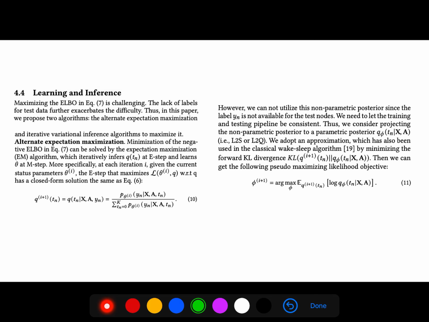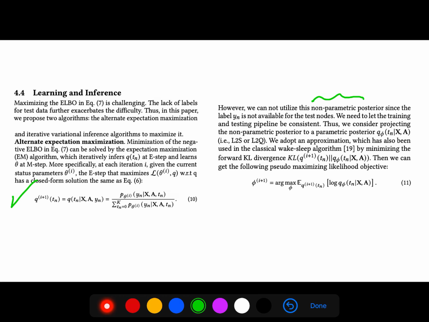challenging, and the lack of labels for test data further exacerbates the difficulty. So we propose the alternate expectation maximization. Minimizing the negative ELBO can be solved by the expectation maximization algorithm. However, we cannot utilize the non-parametric posterior since labels are not available for test nodes. We need to let the training and testing pipeline be consistent. So we consider projecting the non-parametric posterior to a parametric posterior.